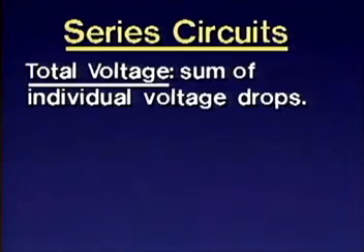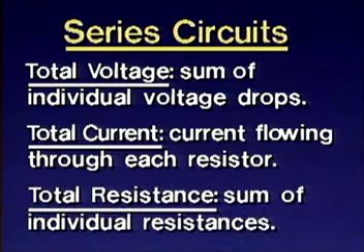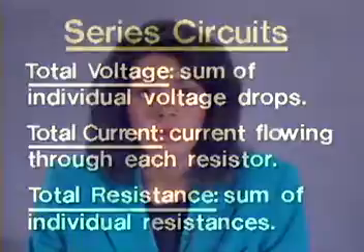As you've been shown, series circuits have only one path for current to flow. In addition, total voltage is equal to the sum of the individual voltage drops. Total current is equal to the current flowing through each of the resistors, and total resistance is equal to the sum of the individual resistances.